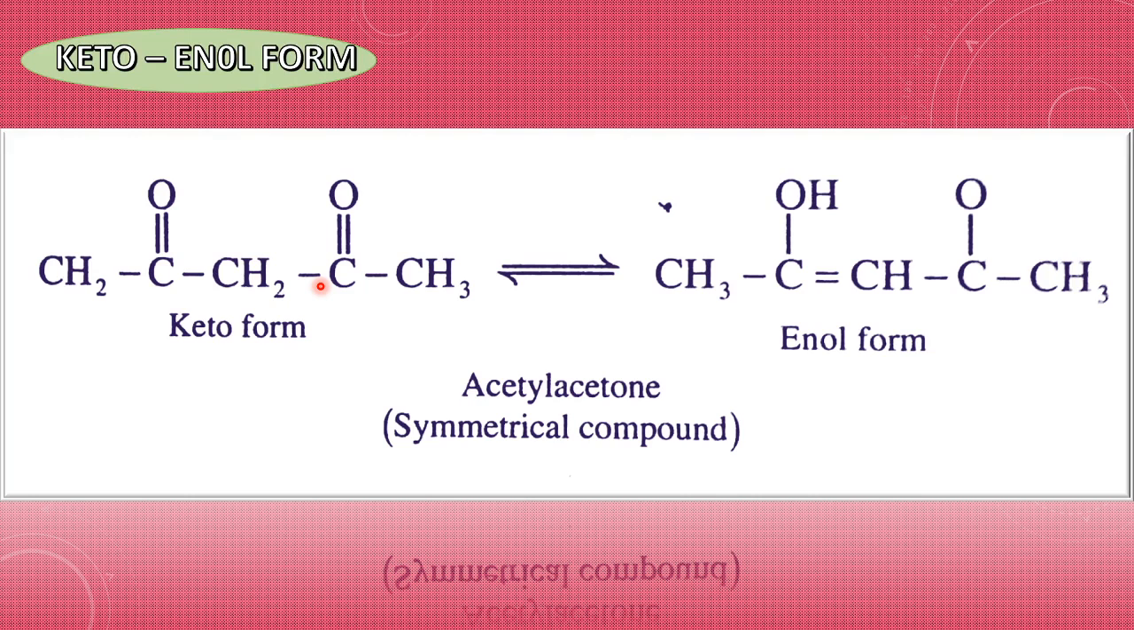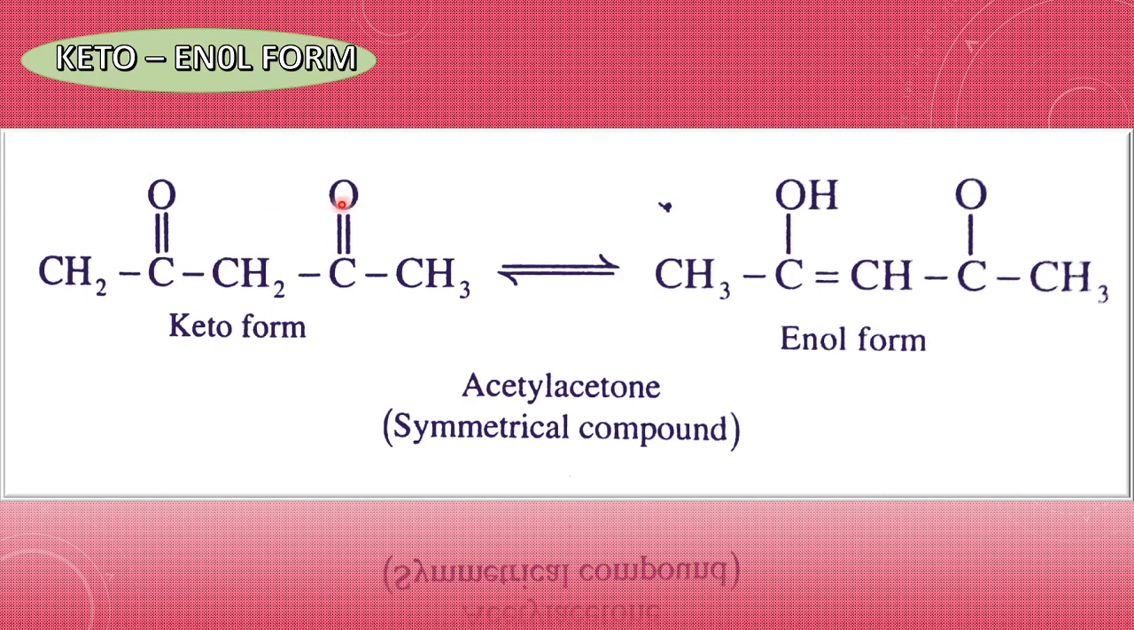See the next point, keto-enol form. Keto-enol form means one form is keto and another form is the enol functional group. See here an example: CH3 C double bond O, CH2, C double bond O, CH3. Here C double bond O means carbonyl group, and this carbonyl group is attached on both sides to CH3, CH3, which means the functional group is ketone or keto.